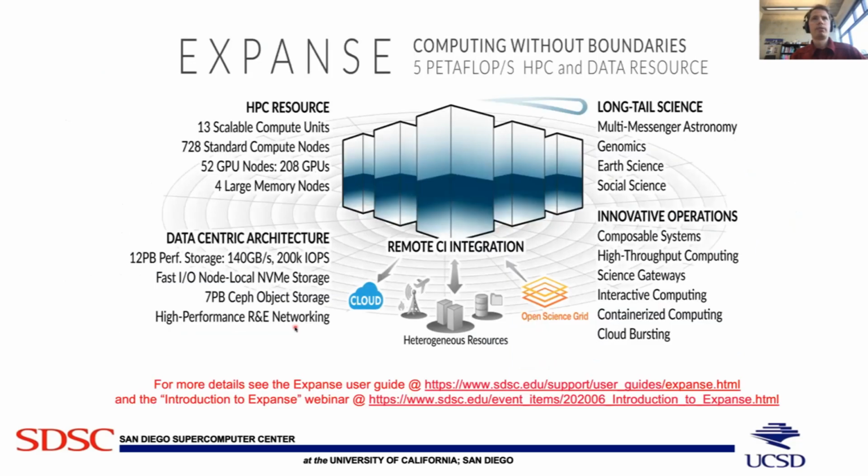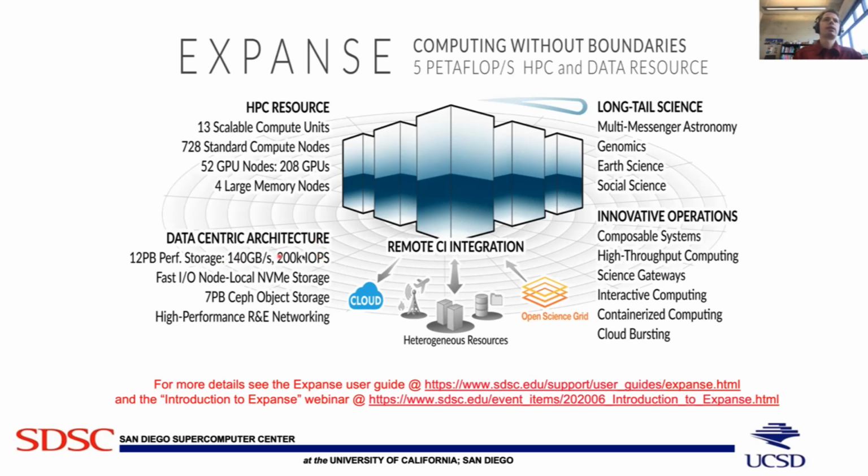Here's again a brief overview of Expanse. It consists of 13 so-called scalable compute units that have a total of 728 standard compute nodes, and then 52 GPU nodes. So there's two different types of nodes, first of all, in Expanse. And then we have an additional 4 large memory nodes. So if you have special requirements in terms of memory for your applications, there is a limited set of those available.